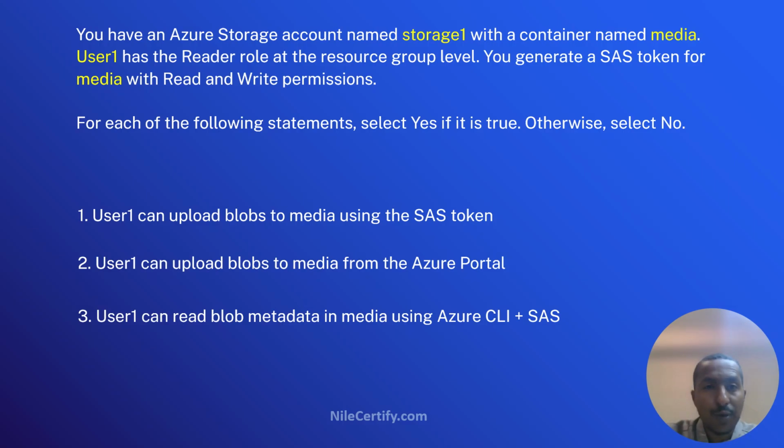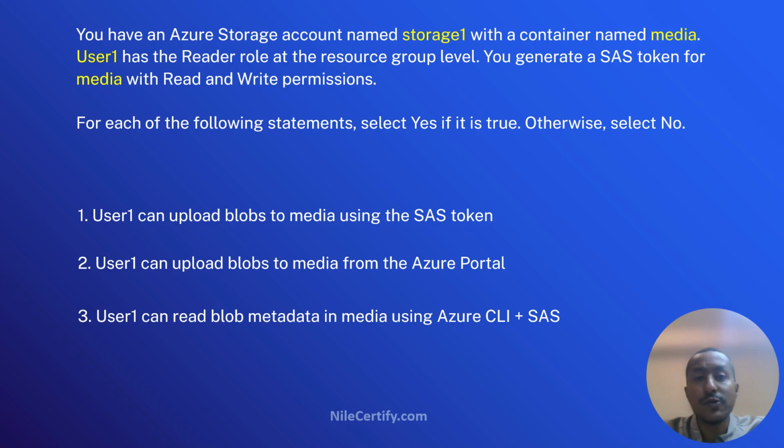This is a very good question. When we read the question carefully, the key phrases I am interested in here are: user 1 has a reader role at the resource group level, and there is a shared access signature token that was generated for the container with read and write. This tells me I must separate permissions used by the portal and control plane from SAS permissions used for direct data access. So let's explore the statements.